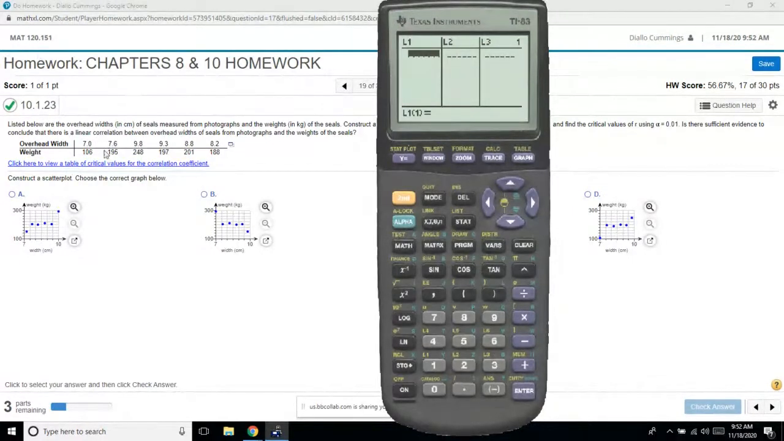All right, so now what I'm going to do is enter in the overhead width as L1 and the weights as L2.